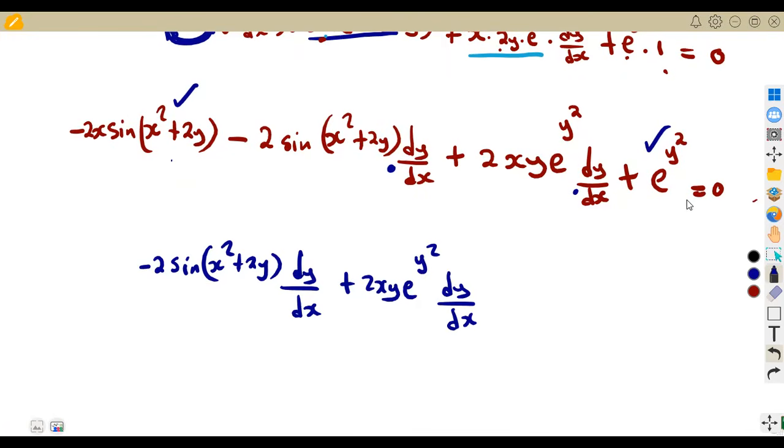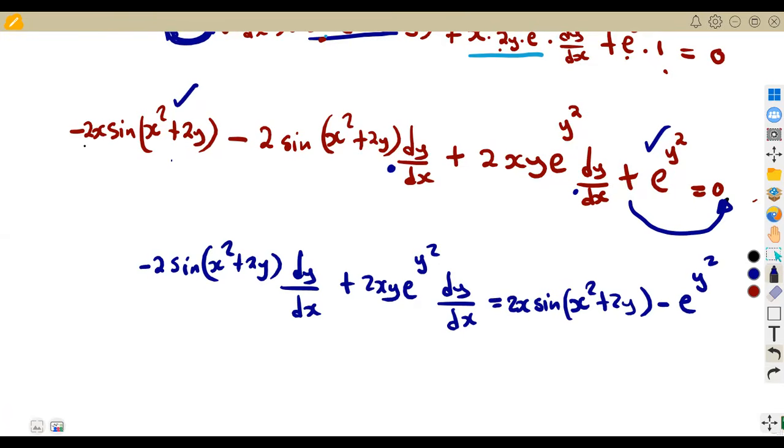So I can transpose these other two terms to the other side of the equation, this part and also this part, to the right hand side, it is going to be a positive. So it is going to be positive 2x sine of x squared plus 2y in this case. If I transpose this to the other side of the equation, it is going to be a negative. So that will be negative e to the exponent of y squared.